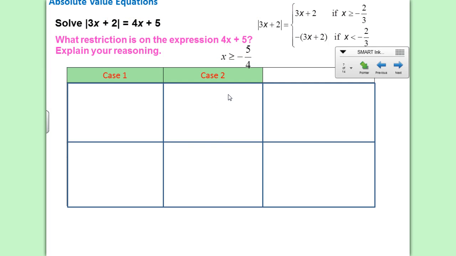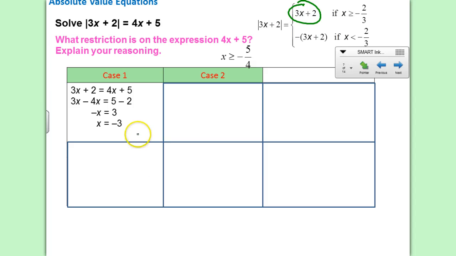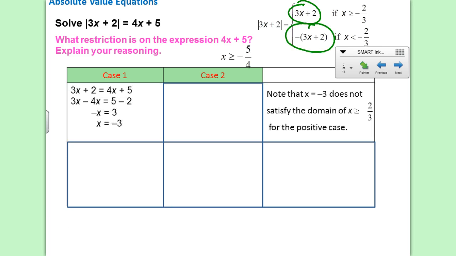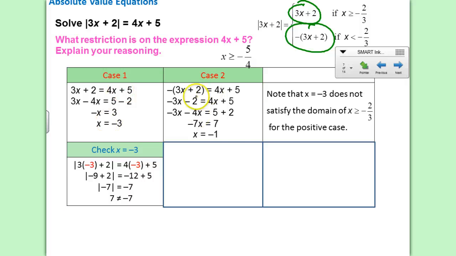How do I solve this? Case 1. Case 1 is the positive case. So remember, simply take positive 3x plus 2 and make it equal to 4x plus 5. Solve it. Done. x equals minus 3. I wonder if that actually works. Okay. We'll find out because we'll check it. Case number 2 is we will take this negative case and make it equal to 4x plus 5, right? So in case number 2, you solve that.